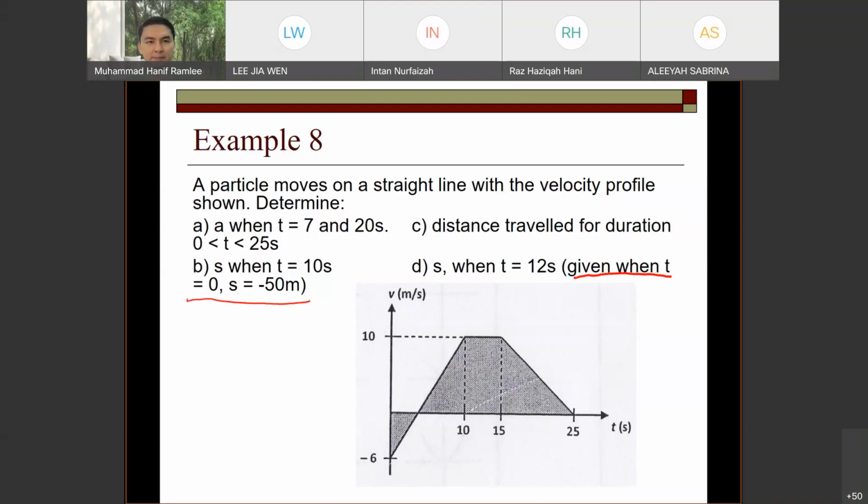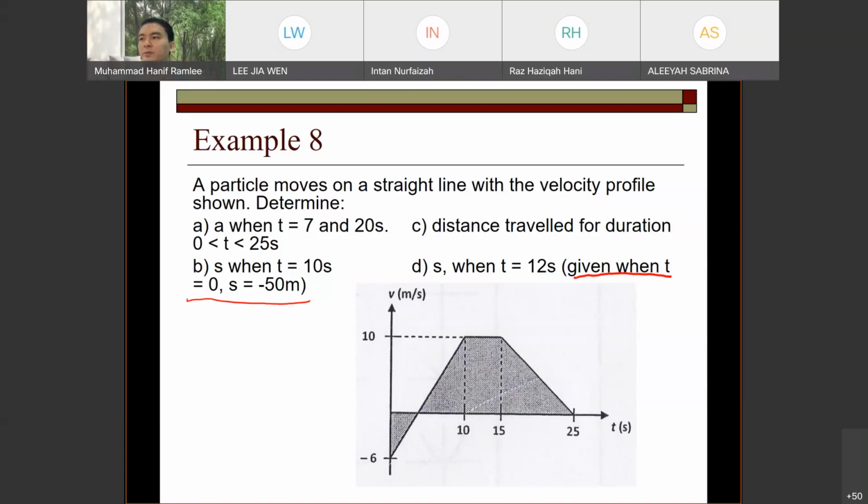Yesterday, the information was not given, where S naught should be 0 when t equals 0. So if this information is available from the question, you have to utilize it. You have to substitute S equals minus 50 meters when t equals 0 into your equation. Yesterday we didn't have that information, so we assumed that S equals 0 when t equals 0.